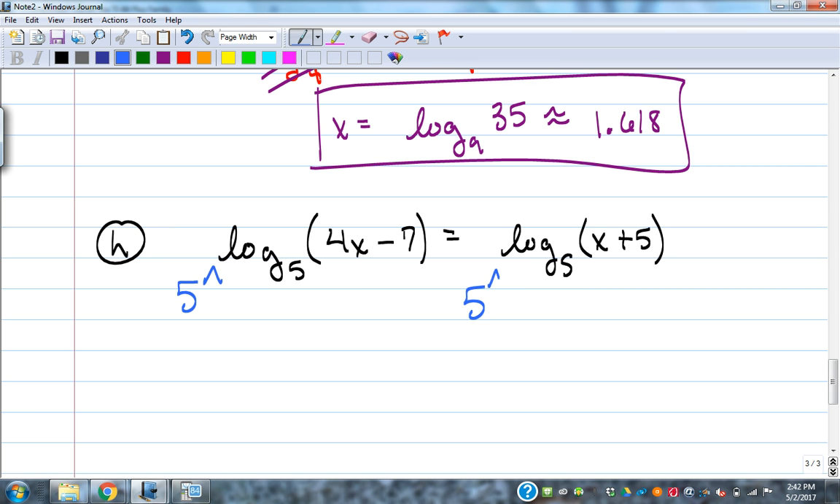Like those problems on that handout where we had 10 to the log base 10 of something, and it canceled out. We're doing that to both sides because these are going to cancel the logs. And then we just get an easy algebra, 7th grade math equation to solve. Whatever the base of the log is, you exponentiate with that, and it gets rid of it. So all the clues are in the problem. These cancel each other out, leaving us 4x minus 7 equals x plus 5.